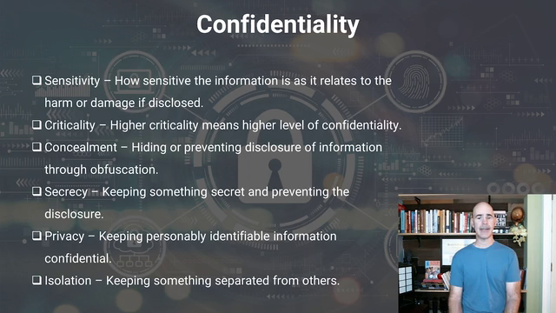Concealment means hiding the data. It doesn't necessarily mean encrypting, but it means hiding it through obfuscation. Secrecy means keeping something secret and preventing its disclosure. Privacy covers any data that's PII, and we're going to talk about PII a lot in this course, personally identifiable information. We want to make sure that information stays confidential. Isolation means keeping something separated from something else.